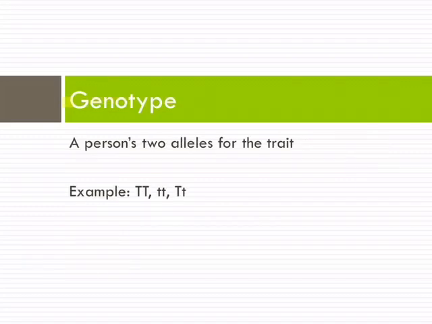Okay, genotype. You can see that the word gene is inside genotype. A genotype is the person's two alleles that they have for that trait. A genotype will always be two letters. So an example of that is big T, big T, or big T, little t. You also could have B's, so it could be big B, little b. It could be any letter. You just have to have two.